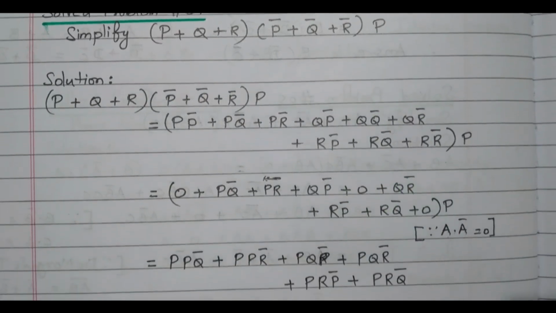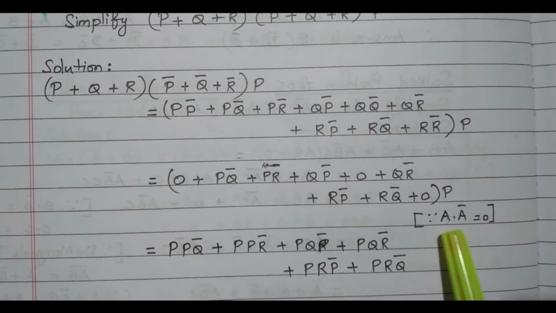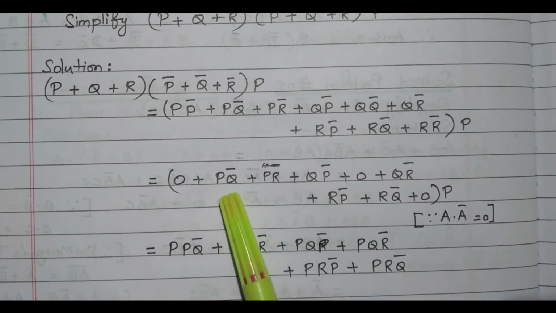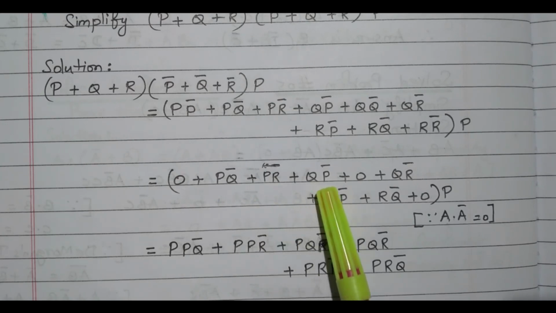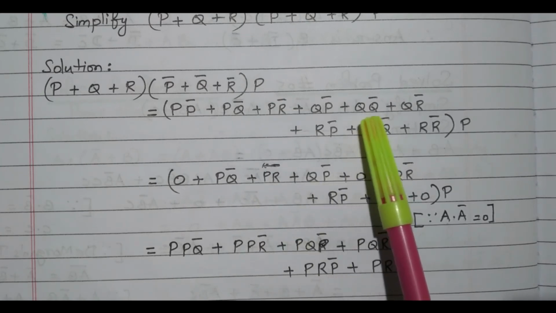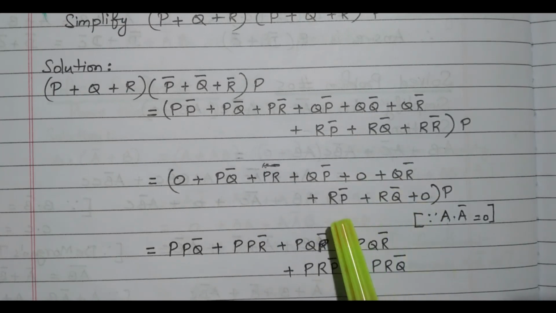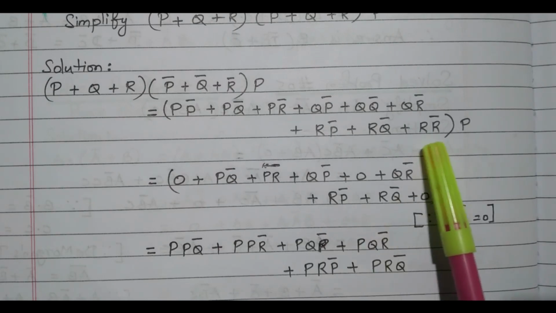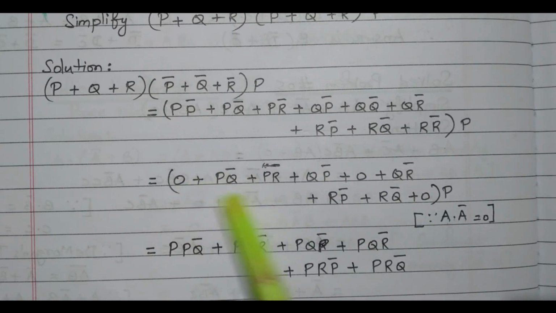Now we'll go for the further simplification. P·P̄ is 0. We know that A·Ā equals 0. Based on that, P·P̄ is 0, right? Then PQ̄ plus PR̄ plus QP̄. Here Q·Q̄ is available, that is also 0. QR̄ plus RP̄ plus RQ̄. Here R·R̄ is available, that is also 0, right? The three terms become 0.